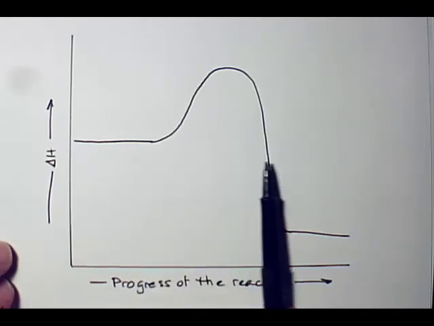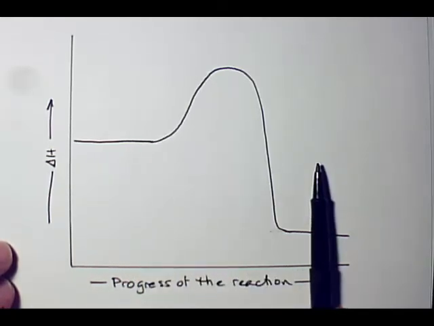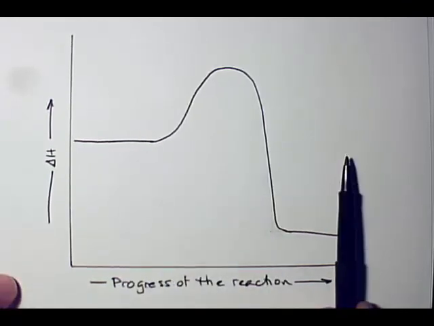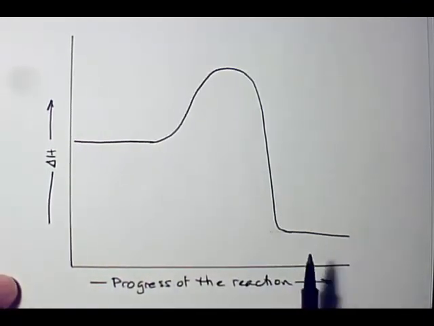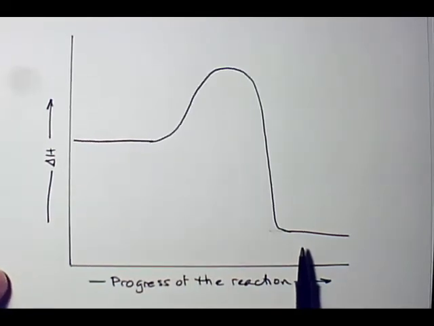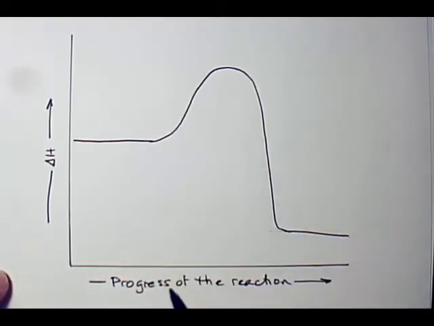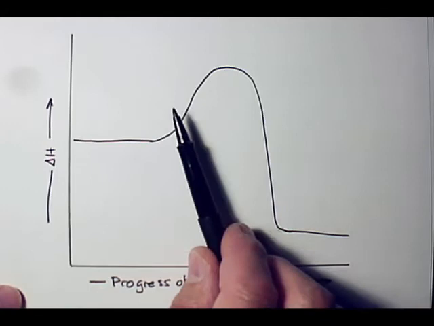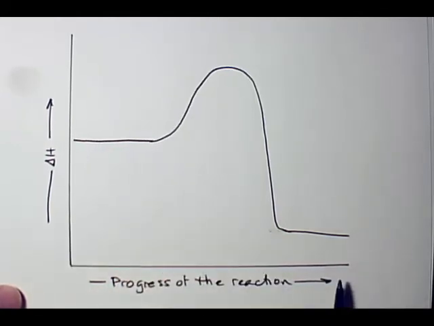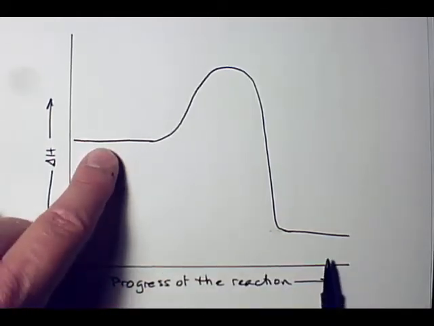If I want to speed up this reaction, let's think of it kind of like a roller coaster. Where's the slow part of the reaction? Going up the hill, because that's always crank, crank, crank up the hill. That's the slow part. How would I speed that up? With a catalyst, okay. Well, in terms of this hill, how would I speed up getting from here to here?